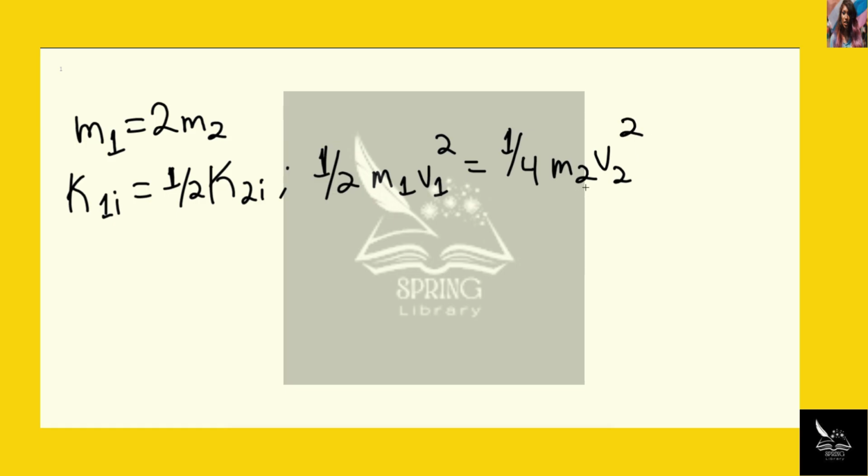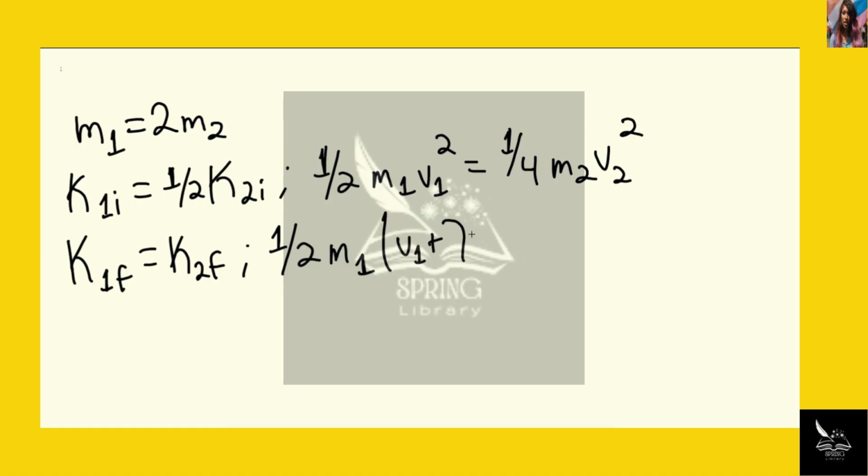So if we have this, we can also create another relationship and say that the final kinetic energy of the first mass equals the final kinetic energy of the second mass. And then substituting for this, we have 1/2 times m sub 1 times v sub 1 plus 7 meters per second squared equals 1/2 m sub 2 v sub 2 plus 7 squared.